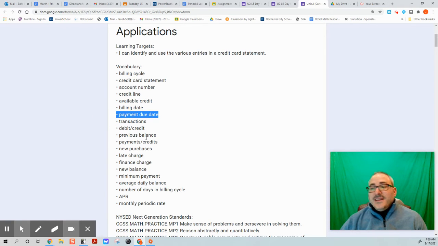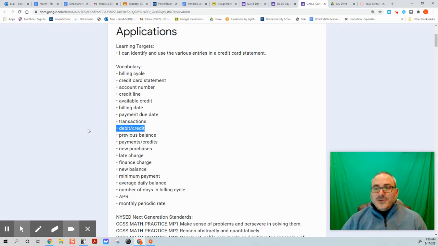Payment due date, that's when the payment is due by. They have to receive that payment on that date. If you mail it on that date, sometimes they'll be okay with that if it's postmarked. Other times not. So you want to make sure they get their payment by the due date. Transactions are all the things you bought or sold over the course of that month.